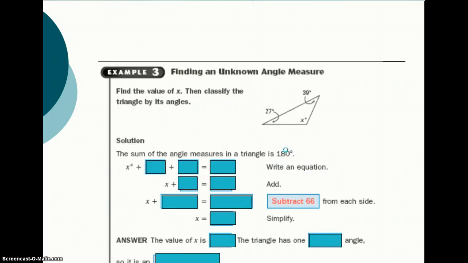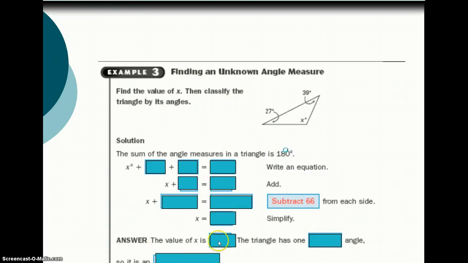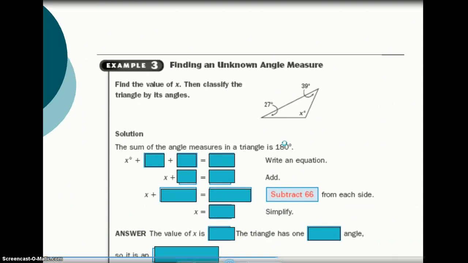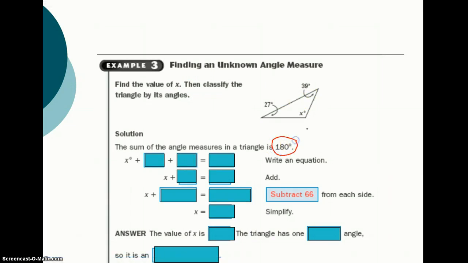Example 3, we want to find an unknown angle measure. Find the value of x. Then classify the triangle by its angles. Remember, all 3 angles should add up to 180 degrees. We know 2 of them, we need to find the third. So we add 39 plus 27, because when we add all 3, they equal 180. That's 66. So we take 180 and we subtract 66.